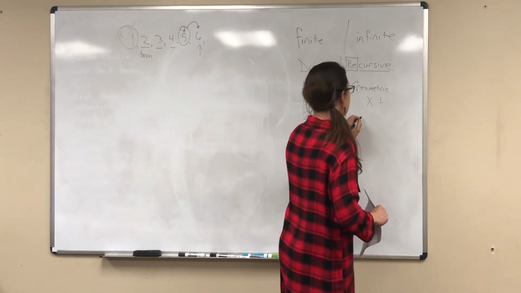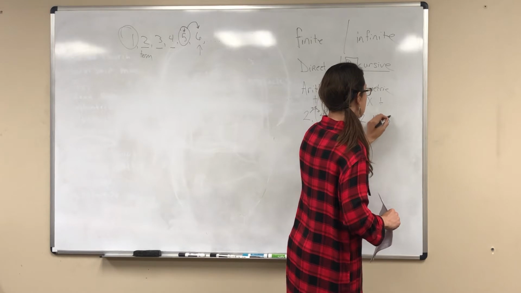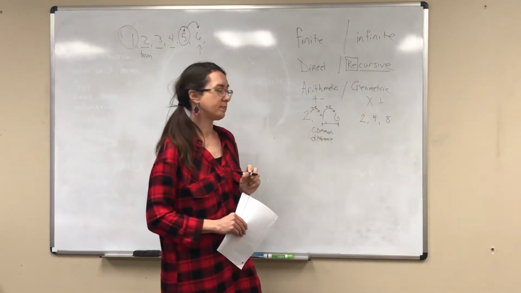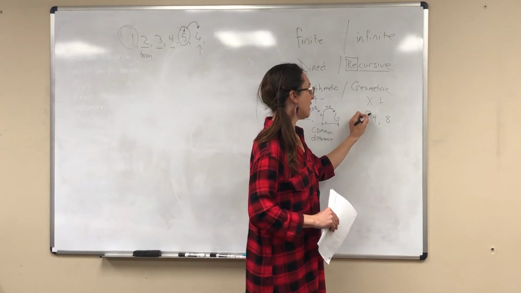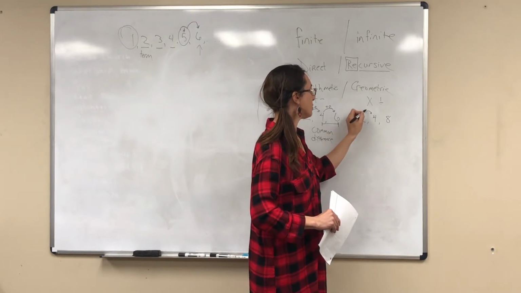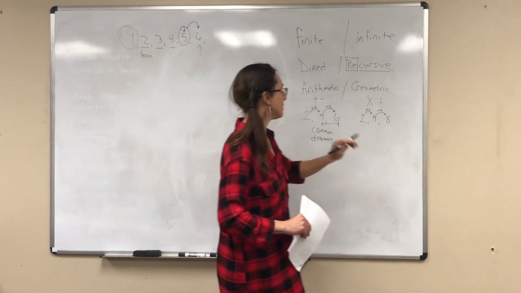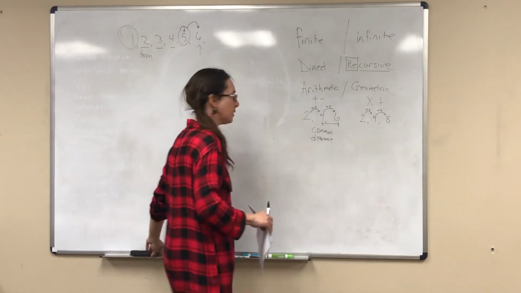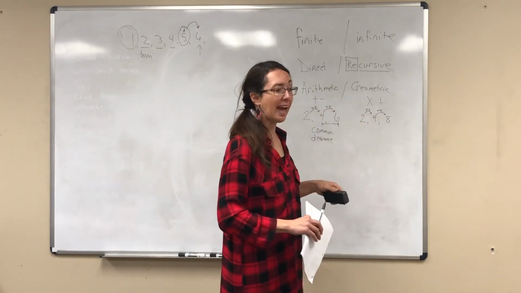Now, if I have 2, 4, 8, if I'm trying to see if it's arithmetic, well, this was plus 2 and that's plus 4. It is not an arithmetic sequence. Why is it not? You're still adding. Because they're not the same. They have to be the same.